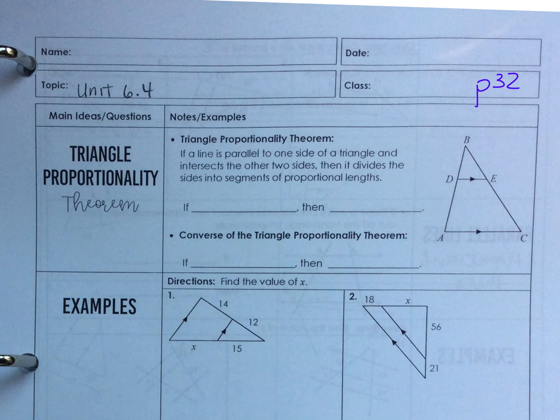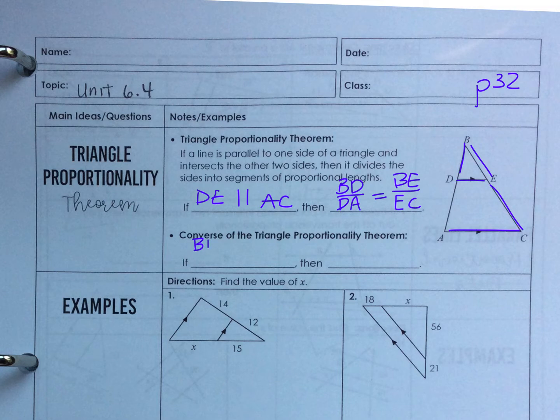We're going to talk about our 6-4 notes, page 32, triangle proportionality theorem. If a line is parallel to one side of a triangle and intersects the other two sides, then it divides the two segments into proportional lengths. That means that if DE is parallel to AC, then I can say BD over DA is equal to BE over EC. The converse of that would be if these are proportional, then that would tell me that DE is parallel to AC.